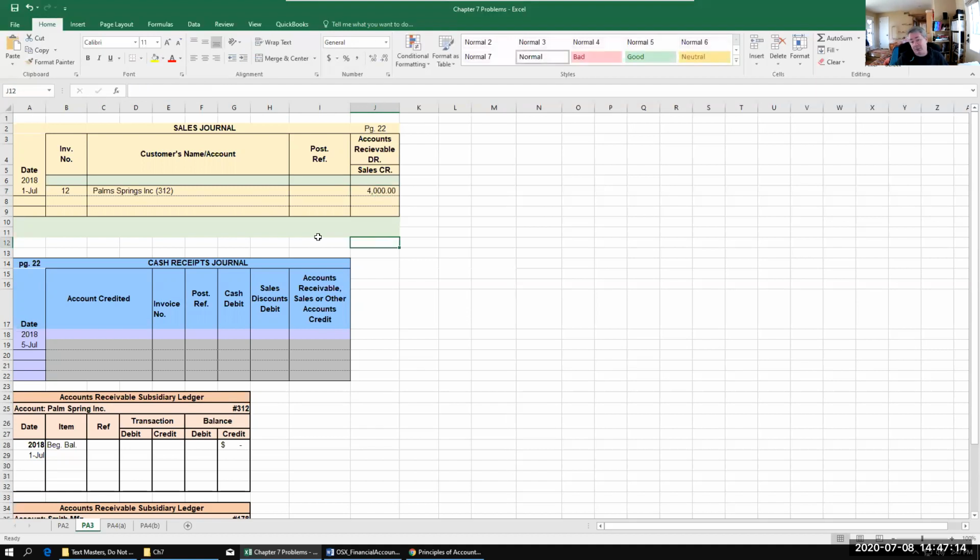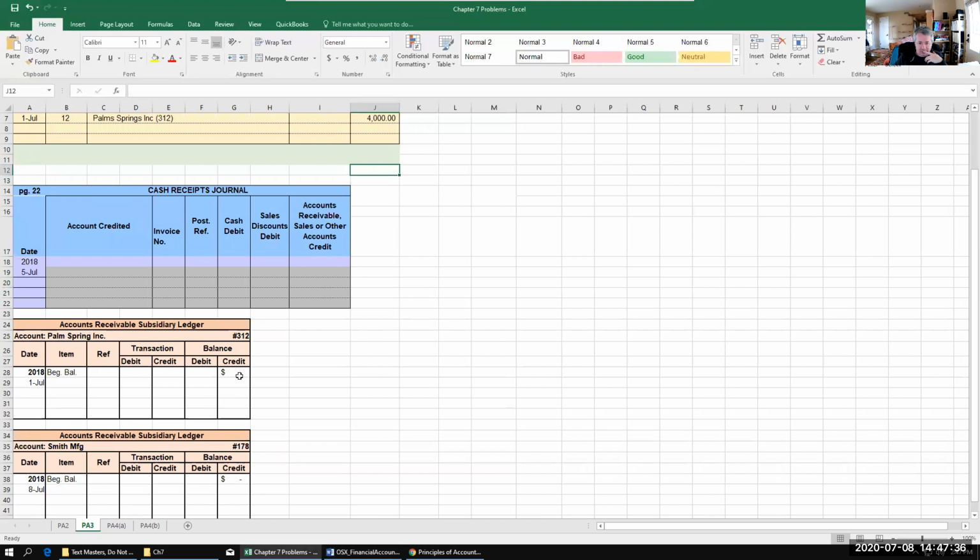So that part of the problem is done, but we still have to deal with the fact that we need to put in the subsidiary ledger for Palm Springs, that they bought this thing for $4,000. So we are going to go down here. They have a beginning balance of 0, so we don't have to worry about any math. We just have to put in that they have purchased this.